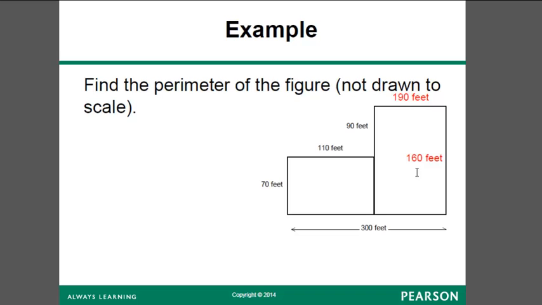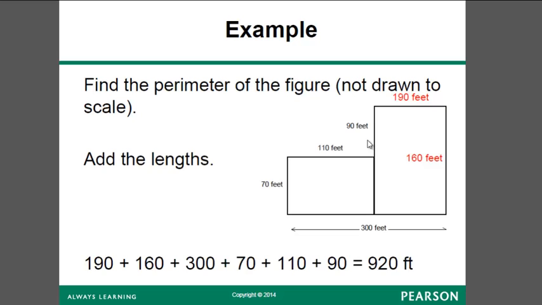So whenever I want to find the perimeter, I want to add up all the lengths on the outside. That would mean my 190 plus my 160 plus my 300 plus my 70 plus my 110 plus my 90, which gives me a total of 920 feet.